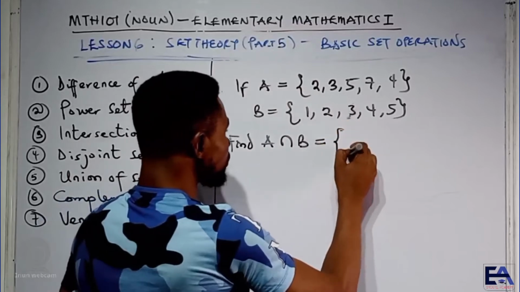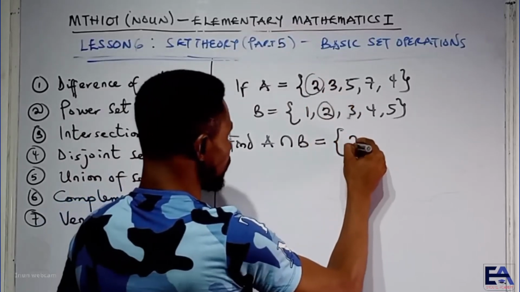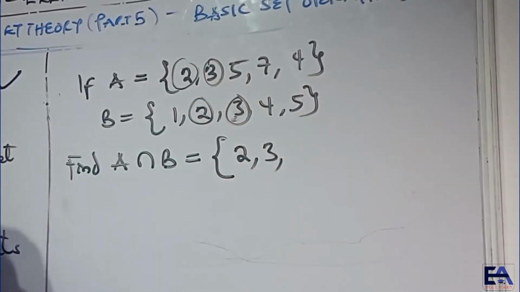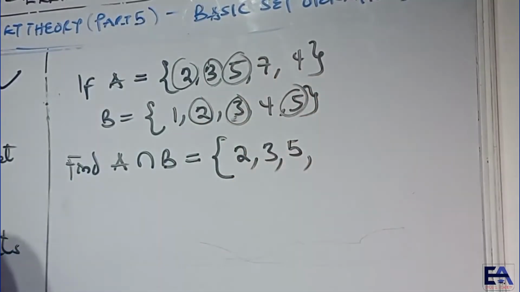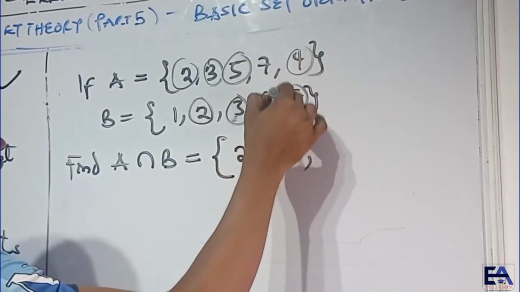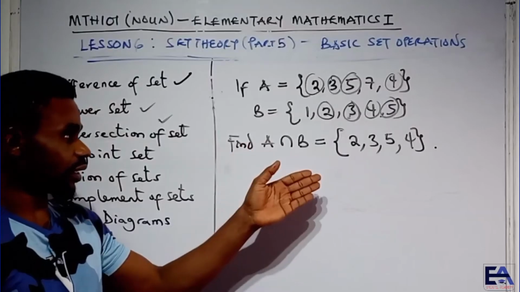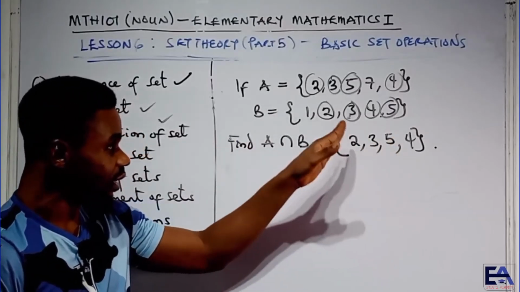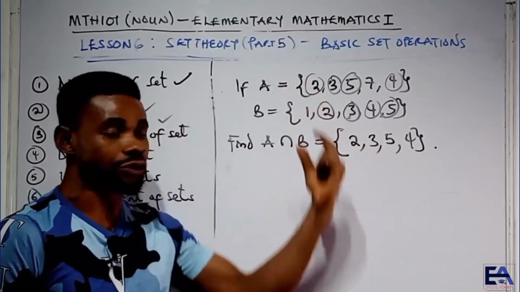All right, to do that, when we check, 2 is here and 2 is here, so 2 is common. 3 is here, 3 is here, 3 is common. 5 is here, 5 is here, 5 is common. 7 is here, but 7 is not here. 4 is here, 4 is here, then 4 is common. So at the end of the day, A intersection B is the set 2, 3, 5, 4, because these are the elements common to the 2 sets.